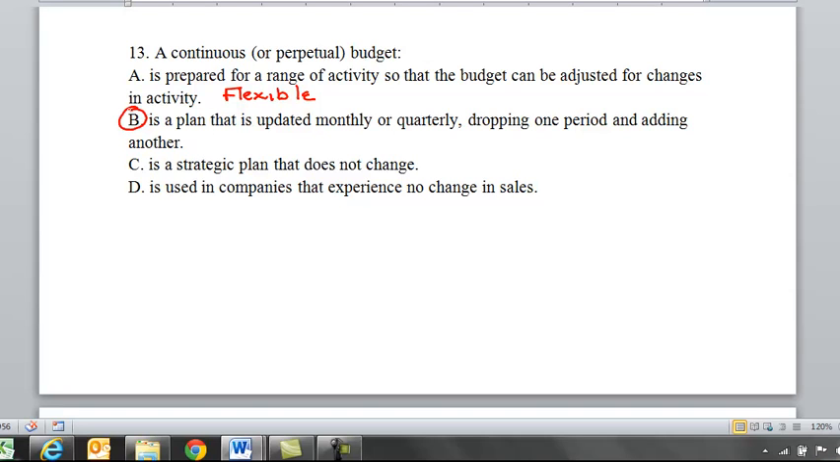D is used in companies that experience no change in sales. Well, if you did not experience any change in sales, you can then use a static budget. So B is the best answer. It's updated monthly or quarterly, dropping one period, adding another.